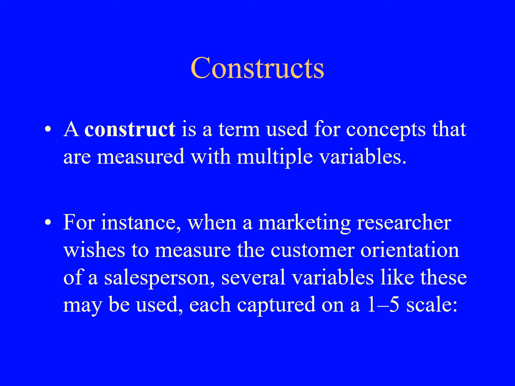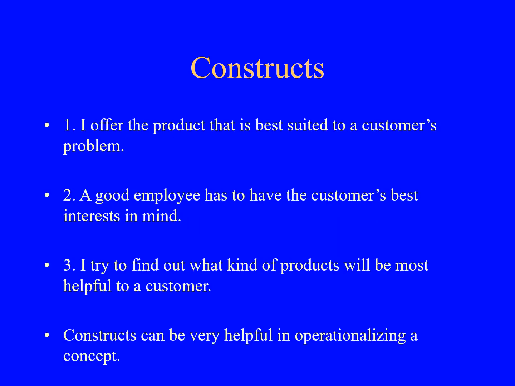For instance, when a marketing researcher wishes to measure the customer orientation of a salesperson, several variables like these may be used, each captured on a 1 to 5 scale. Number 1, I offer the product that is best suited to a customer's problem. Number 2, a good employee has to have the customer's best interest in mind. Number 3, I try to find out what kind of products will be most helpful to a customer. Constructs can be very helpful in operationalizing a concept.